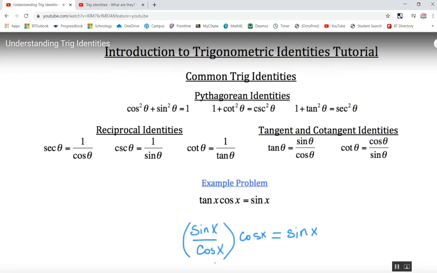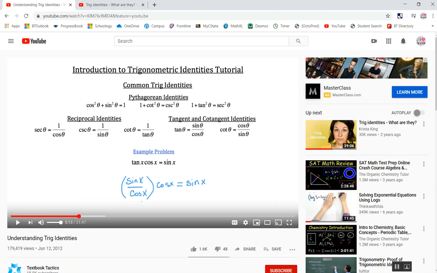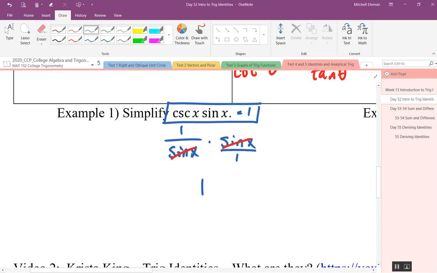I like the way he said that. We're not changing the problem. We're not changing the values on the left or the right hand side of the equation. We're just changing the way the values look.